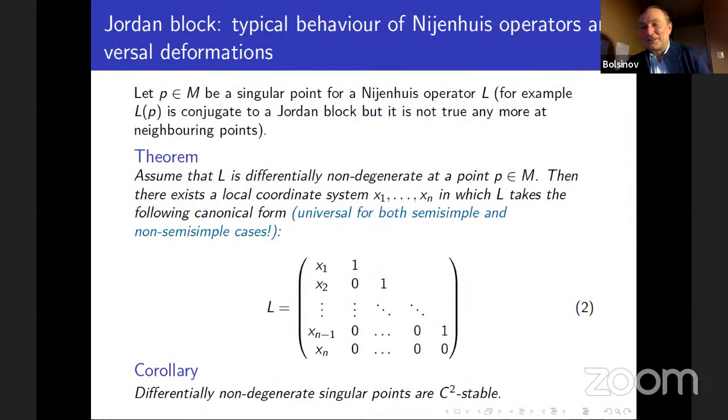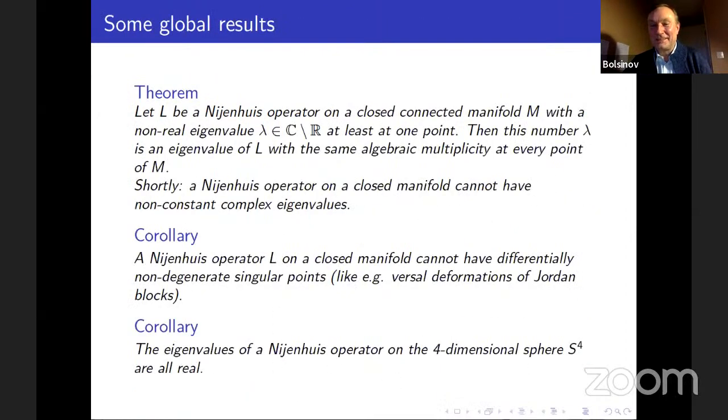Another corollary that was really surprising to us. Let me show you this situation again: perturbation of a Jordan block. This is a very typical singular point, I would say the most typical. And this theorem says that such points, differentially non-degenerate singular points, cannot occur on closed manifolds, that is, compact without boundary.